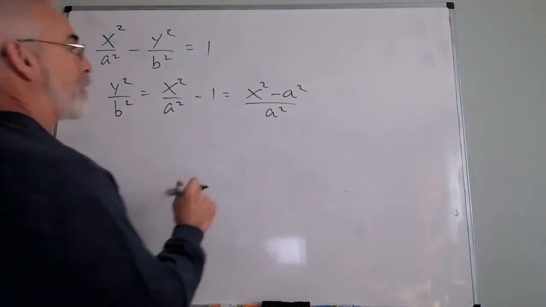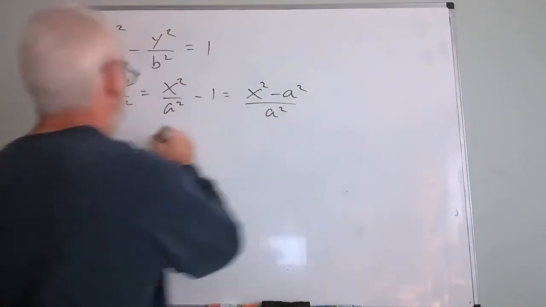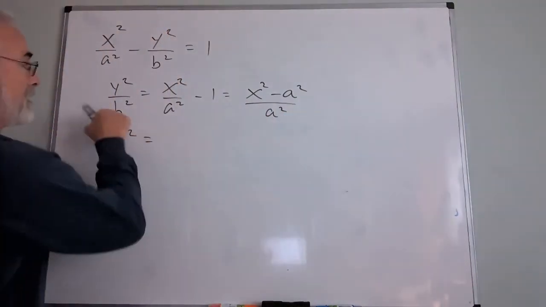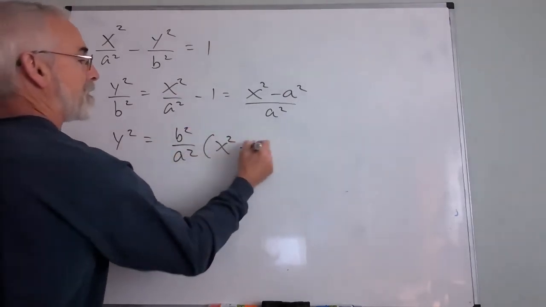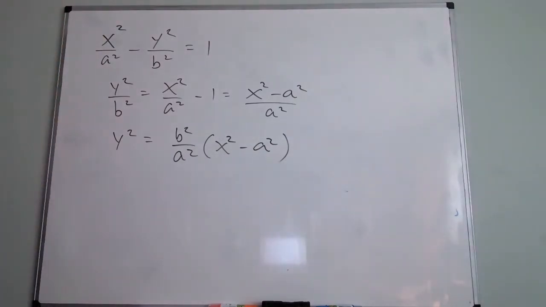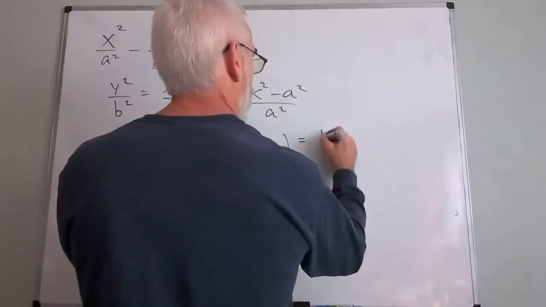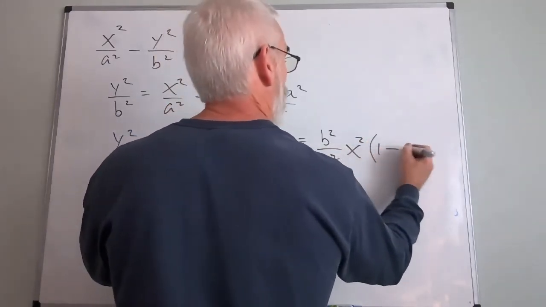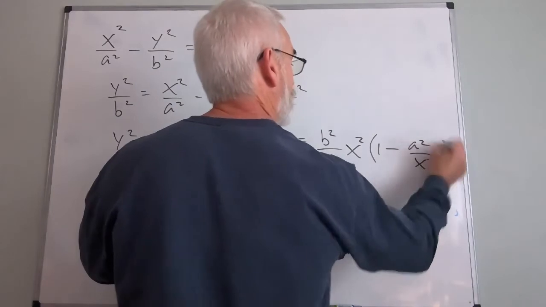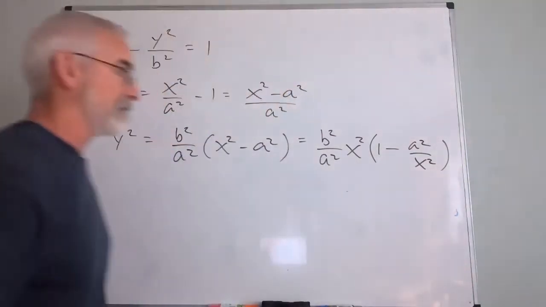Okay, so now I want to write y squared equals. So y squared is now b squared over a squared, I'll write it like that. That's actually a cleaner way for me to write it. Now what I want to do is factor out the x squared. I was going too fast, I know. And that would be now 1 minus a squared over x squared. There we go. Okay, y squared is equal to this quantity right here.